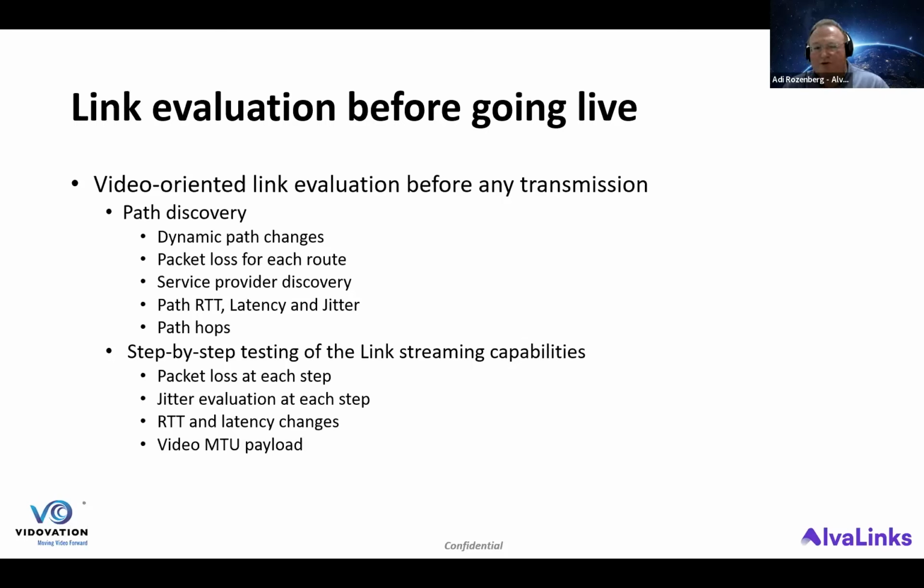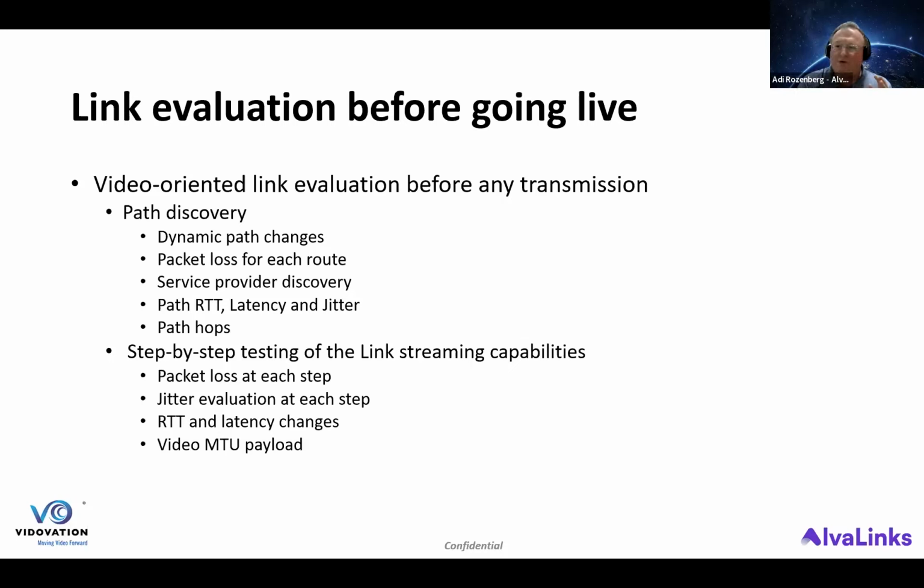We will want to do service provider discovery. Are we using the right service provider, yeah or nay? We want to test path RTT, path latency, path jitter. We want to discover whether the path hops are truly diverse, yeah or nay. Many people do that by pushing up real encoders, but they just check whether the encoder hits the destination. They don't have visibility into the network and how it behaves during that transmission.